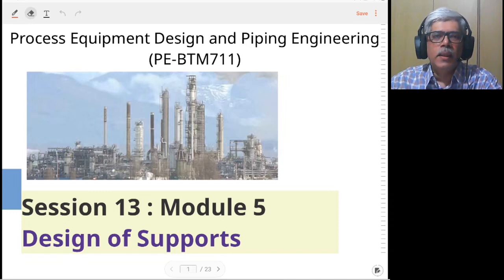Hello everyone. In this session, we are looking at different types of supports which are used in vessel design. There are supports for horizontal vessels, and there are supports for vertical vessels. There are different types of supports such as leg supports, lug supports, saddles, skirt supports. We'll first look at the different types of supports which are there, and thereafter we will focus on one particular type of support which is used for designing of tall vertical vessels.